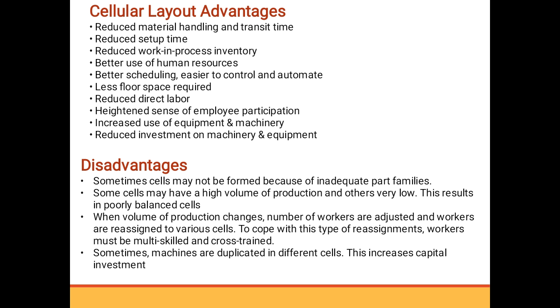It also has disadvantages, such as sometimes cells may not be formed because of inadequate part families. Sometimes a cell may have a high volume of production and others very low. This results in poorly balanced cells. That means here the balancing is very poor. When the volume of production changes, the number of workers is adjusted and workers are reassigned to various cells. To cope with this type of reassignment, workers must be multi-skilled and cross-trained. So this is one of the disadvantages. Sometimes machines are duplicated in different cells. This increases the capital cost.